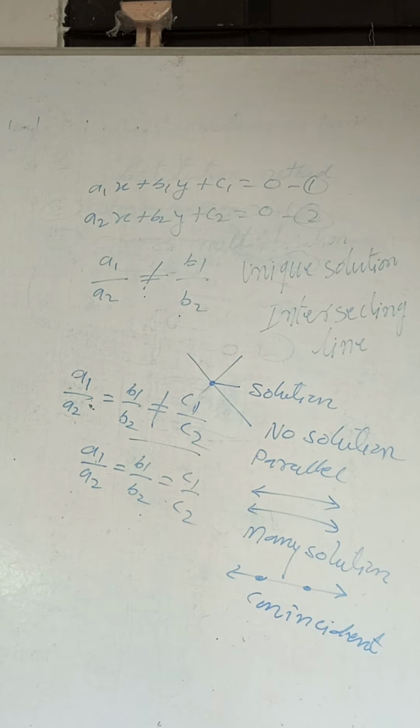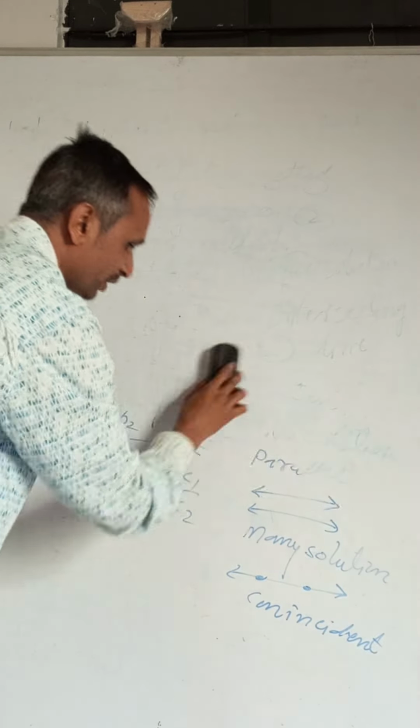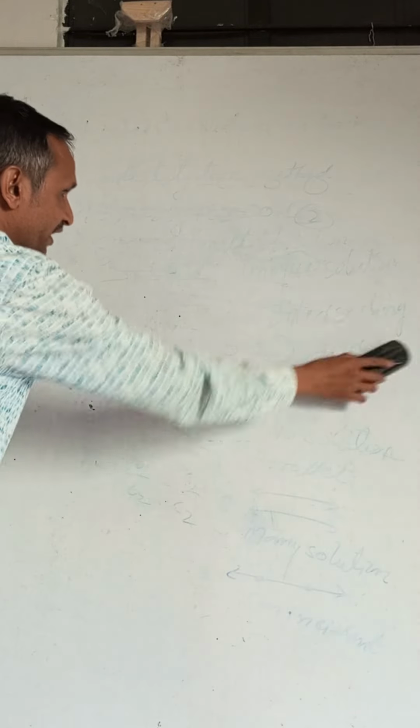Now, to find the answers, we are taking one example, and we are going to learn how to find the values of a linear equation in two variables by the three methods. Which are they? Number one, substitution method.